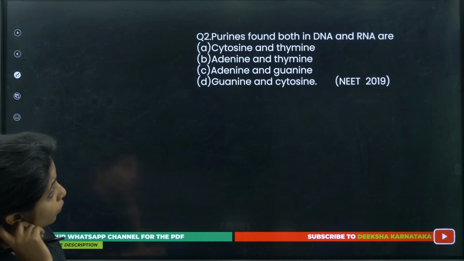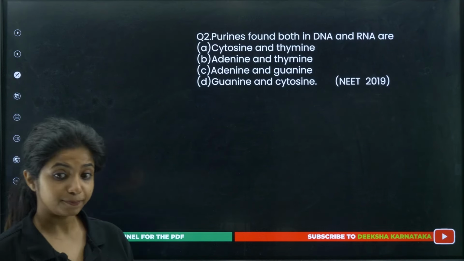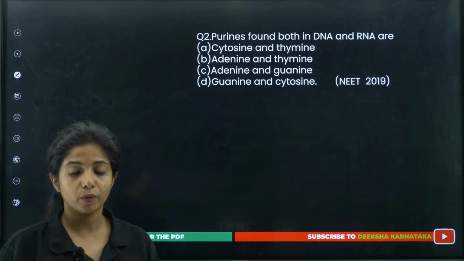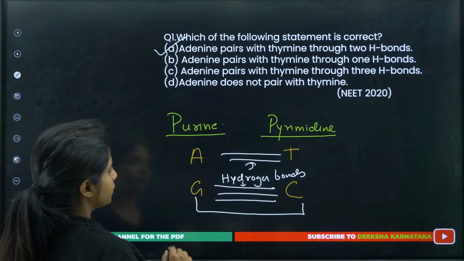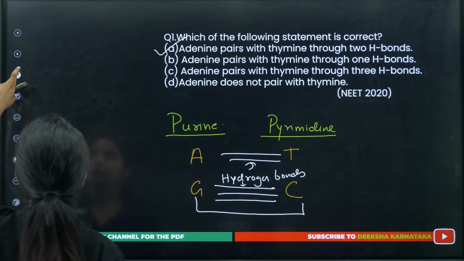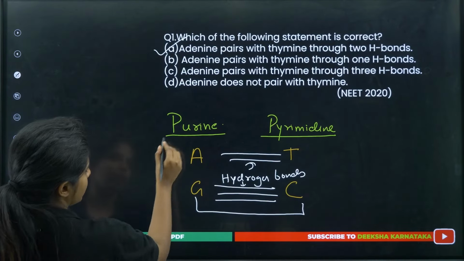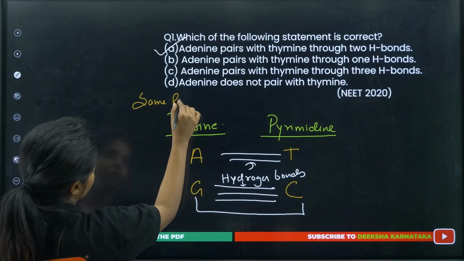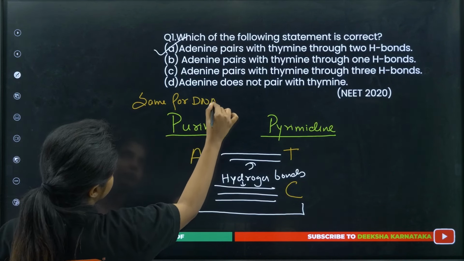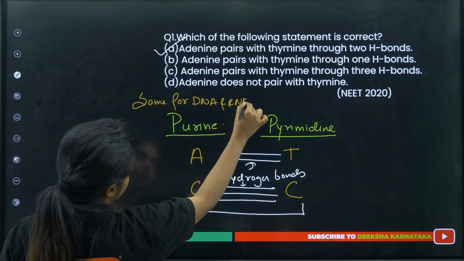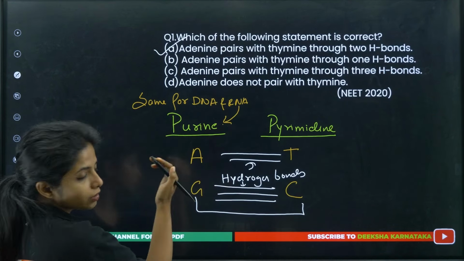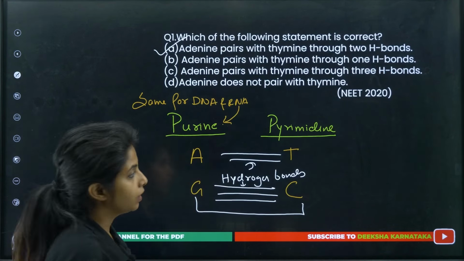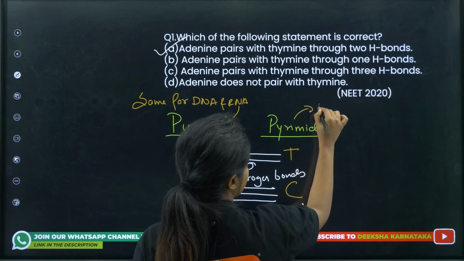Purines found both in DNA and RNA are. You are asked about purines which are found both in DNA and RNA. Again, I'll tell you one more thing over here. Purines are the same for DNA and RNA. A and G will be there in DNA as well as RNA. But when you talk about pyrimidines, they are not the same.